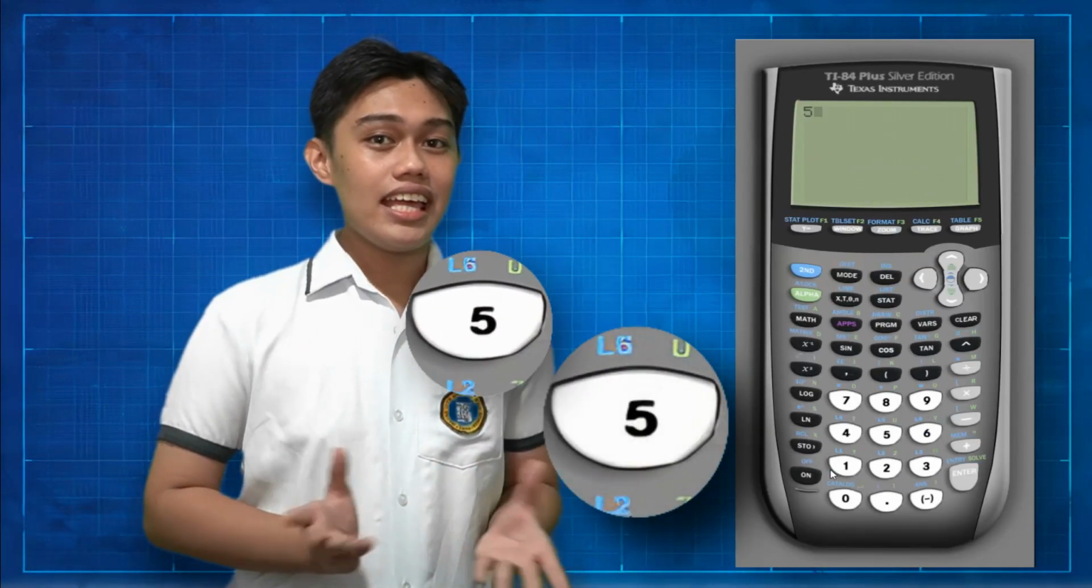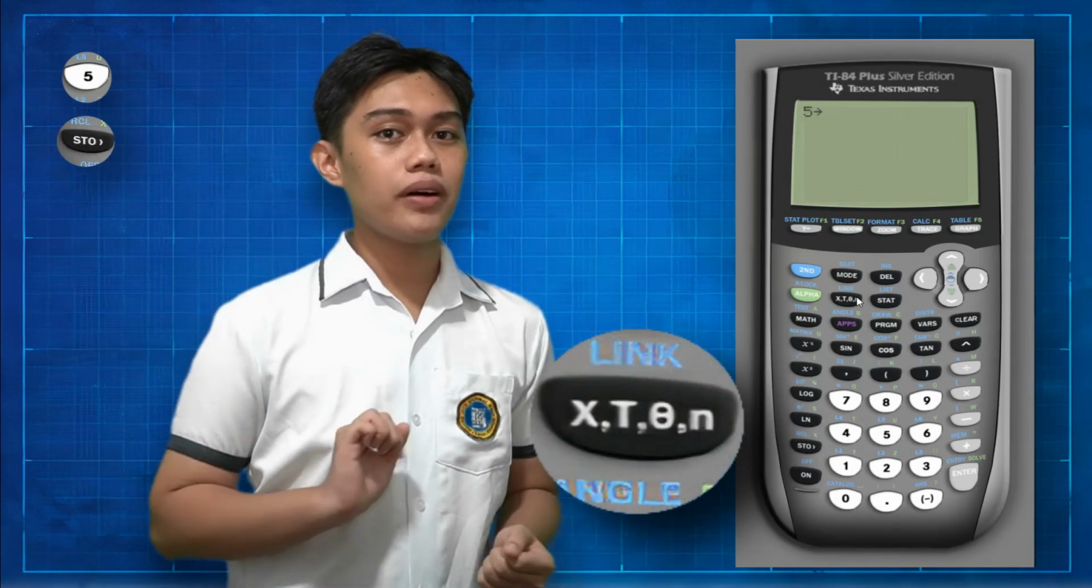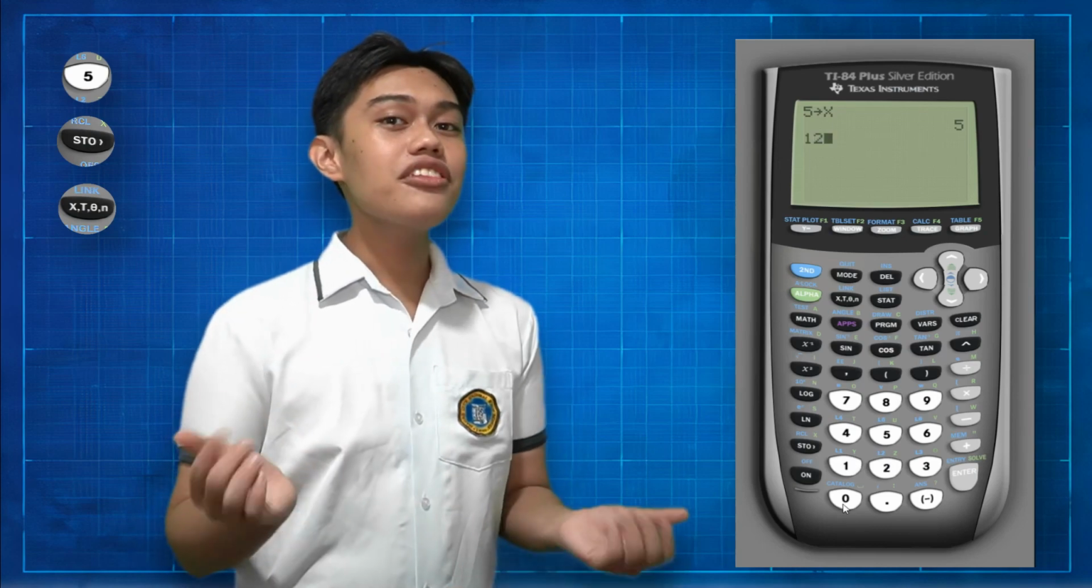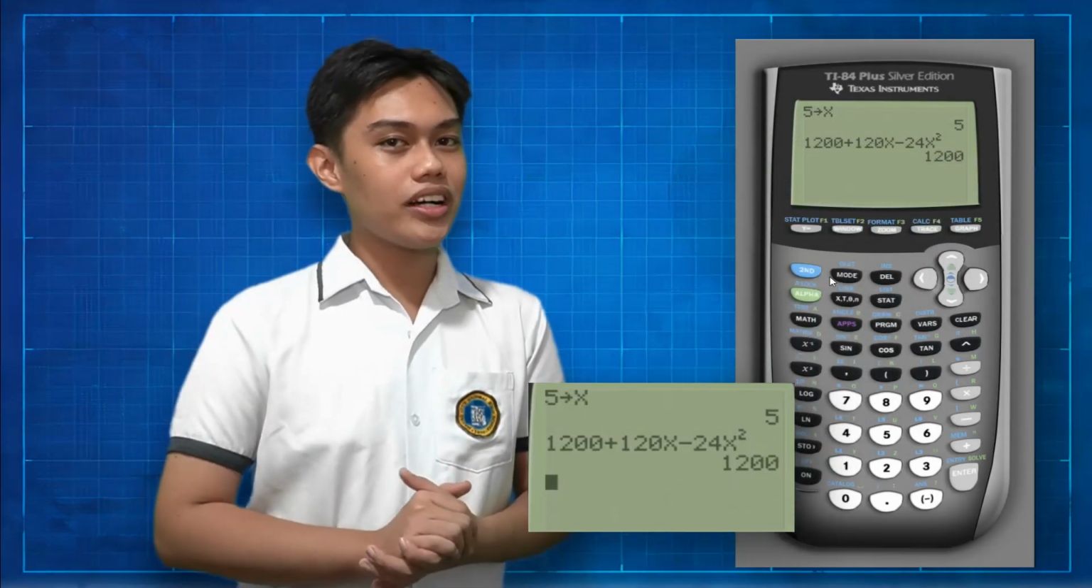In your graphing calculator, we will press 5, since the variable x represents the number of school years from 2016 to 2022. Then, press the store button followed by the x button to assign 5 as our value for x. After that, input our function 1,200 plus 120x minus 24x squared. And this gives us 1,200.